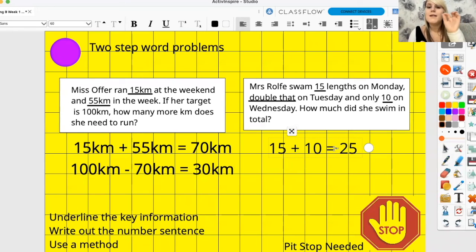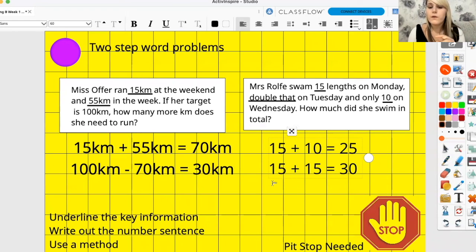But she swam double 15 on Monday. So double means times 2, or it means add itself again. So 15 add 15. 10 add 10 is 20. 5 add 5 is 10. 20 add 10 is 10, 20, 30. So that's how much she swam. 30 on Tuesday, 15 on Monday, and 10 on Wednesday.